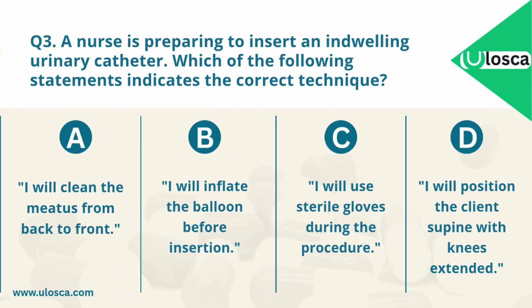Question 3. A nurse is preparing to insert an indwelling urinary catheter. Which of the following statements indicates the correct technique? A. I will clean the meatus from back to front. B. I will inflate the balloon before insertion. C. I will use sterile gloves during the procedure. D. I will position the client supine with knees extended.